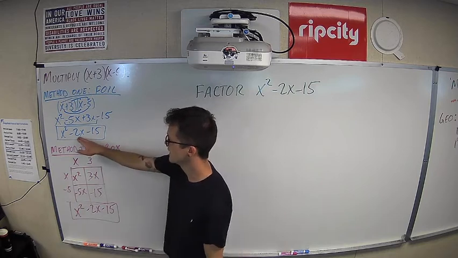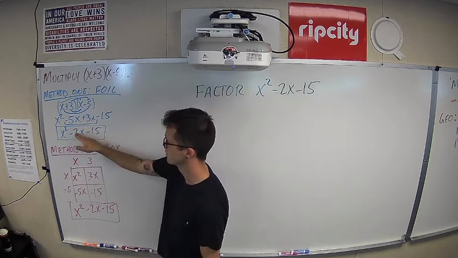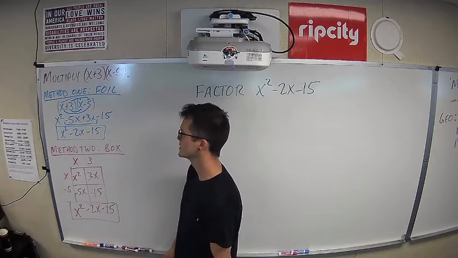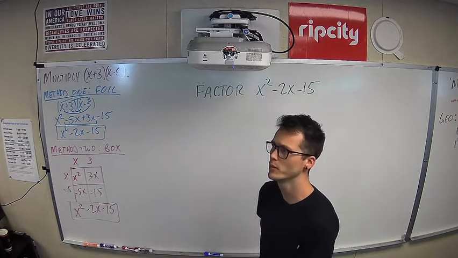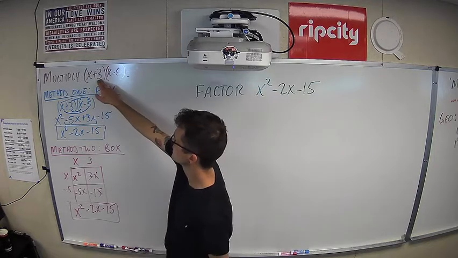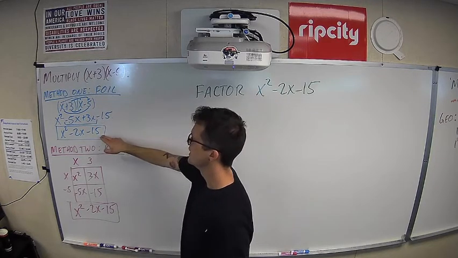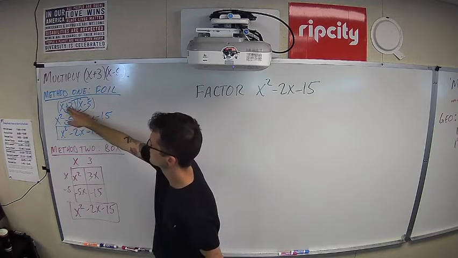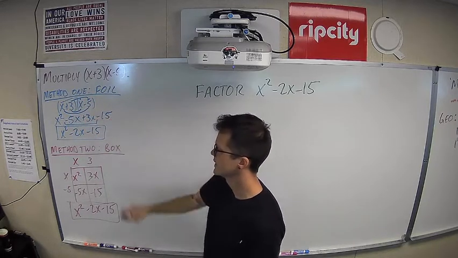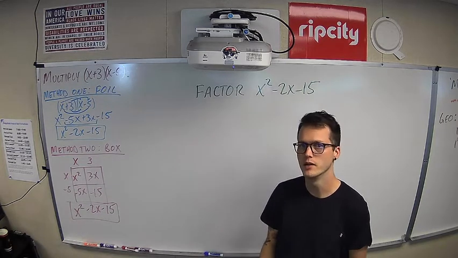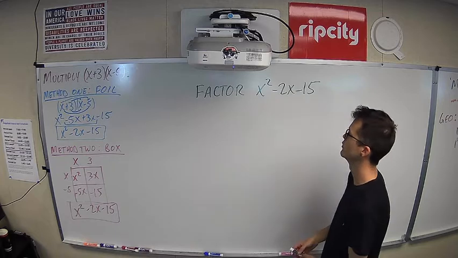Additionally, of course, the negative 2x comes from these two terms. We combine these two to get to that point. We're going to use that fact because it's super important. Additionally, notice that this 3 times negative 5 is negative 15, because when we multiply the last terms together, that's where the negative 15 comes from. So we're going to keep those ideas in our back pocket. They're going to help us as we approach a problem like this.